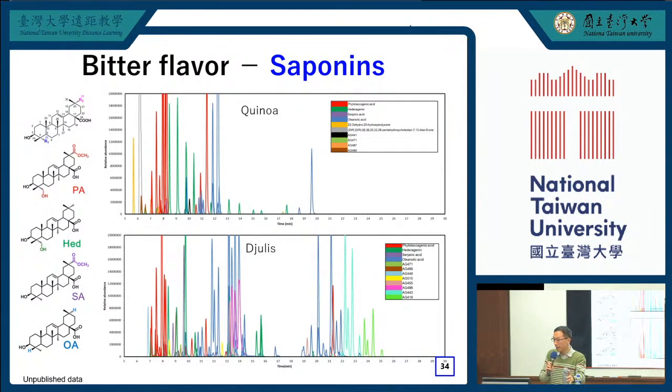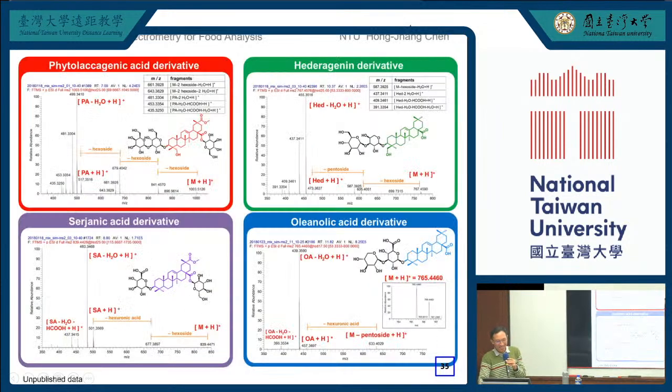So we will identify each saponin in quinoa and the Julius. Finally, we identified almost 200 saponins in the samples, just like here. So you can see that the saponin profile of Julius is very different from quinoa, right? So I can identify each peak one by one, just like this one.